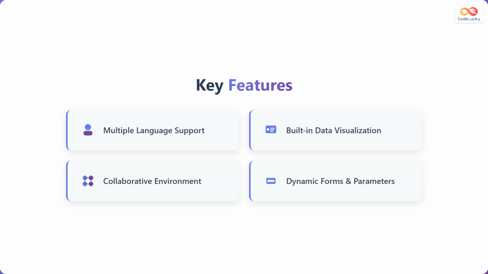Here are some of the key features of Apache Zeppelin. It supports multiple languages like Python, Scala, SQL, and R. It offers built-in data visualization tools, allowing you to create charts, graphs, and dashboards directly within the notebook. It fosters a collaborative environment where multiple users can work on the same notebook simultaneously. Zeppelin also supports dynamic forms and parameters, making it easy to create interactive reports and dashboards.